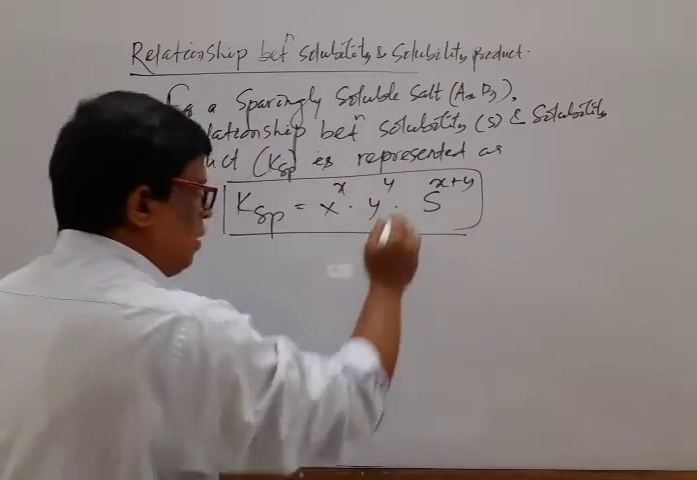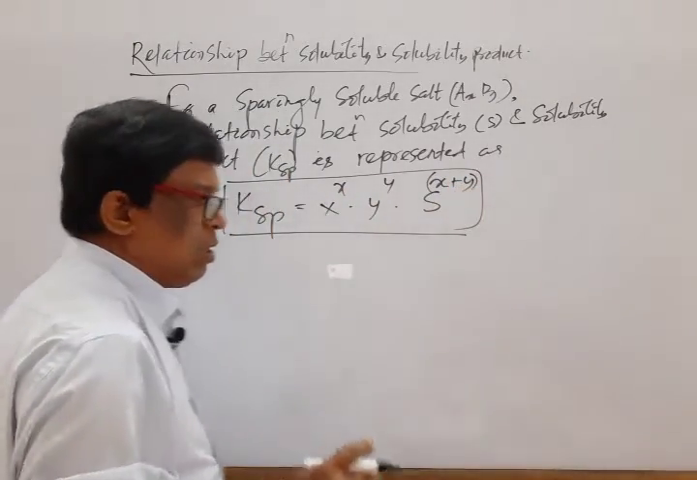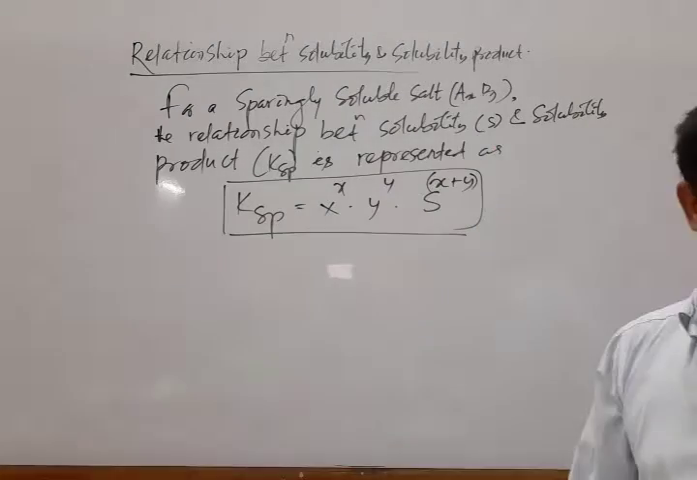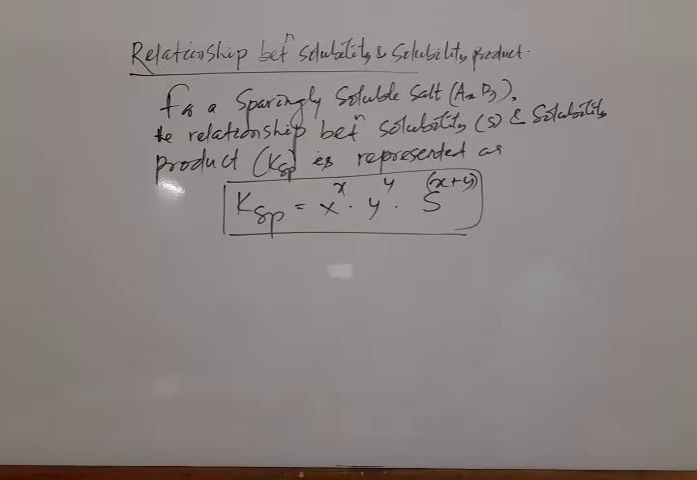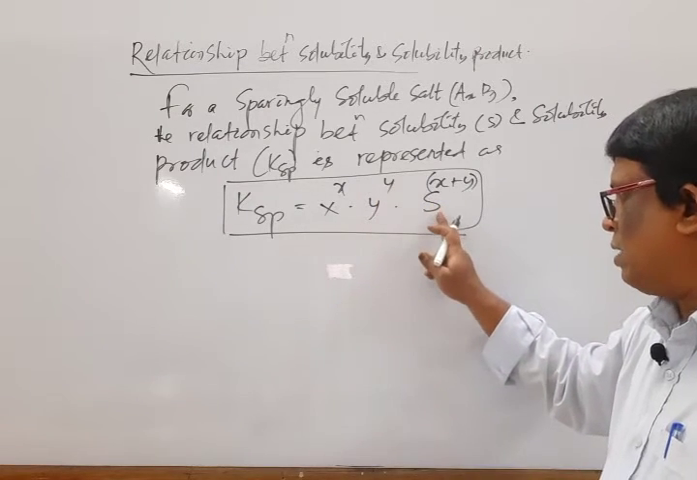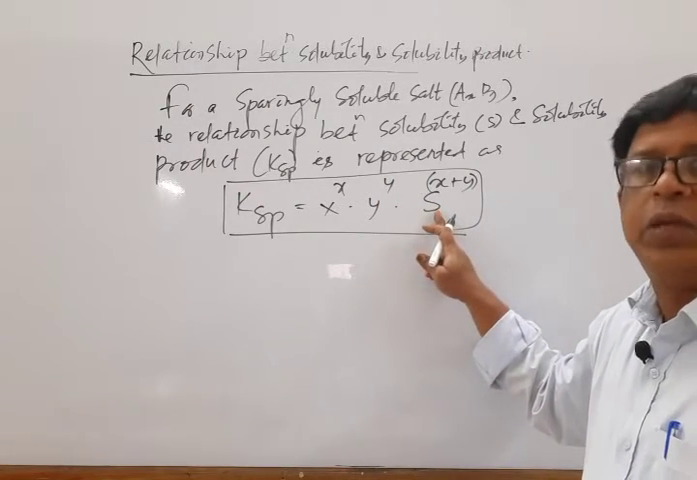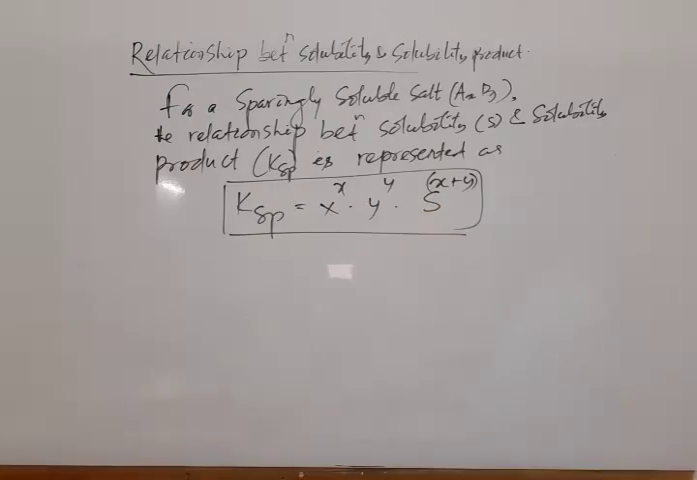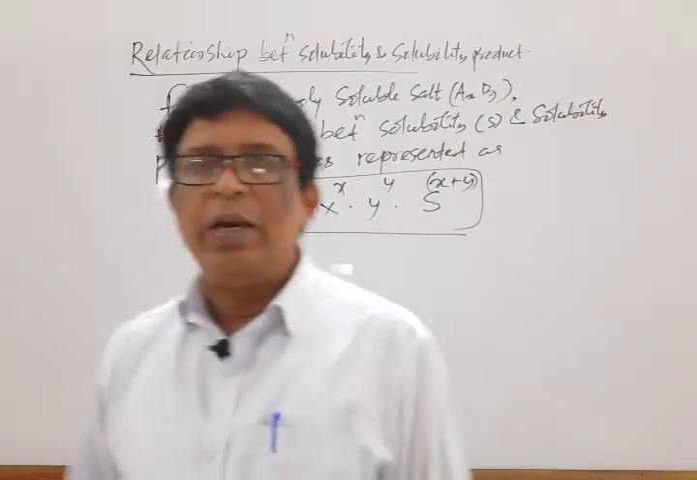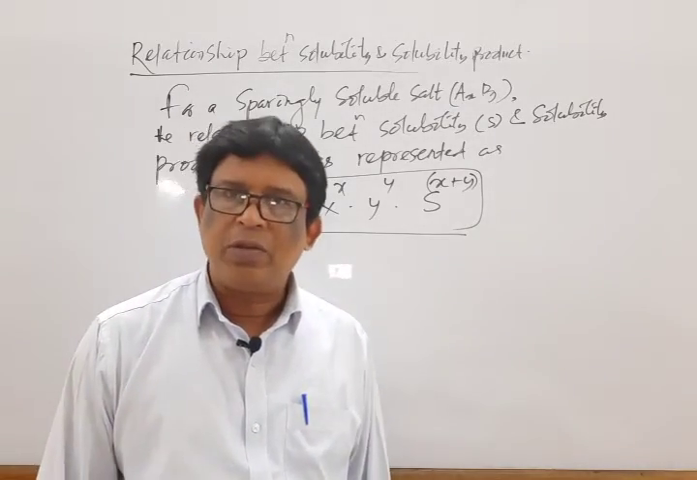Mark that. It is the relationship between solubility and the solubility product of a sparingly soluble salt. That means the relationship is Ksp is equal to x to the power x into y to the power y into s, where s is known as the solubility, to the power x plus y. Let us deduce some relationship between the different types of salt.